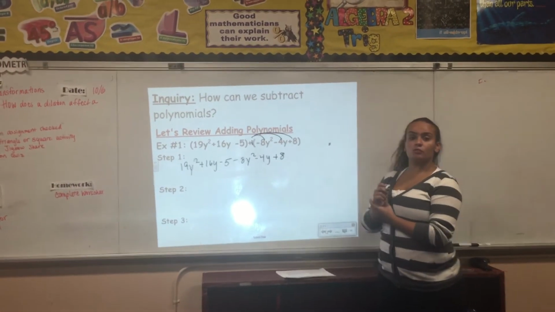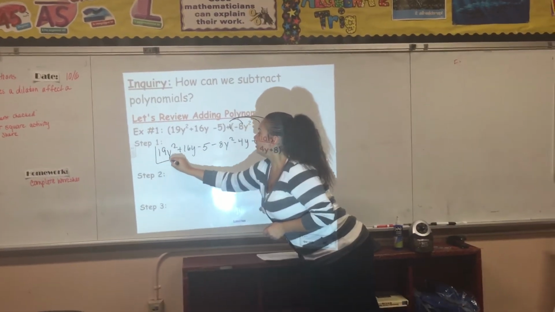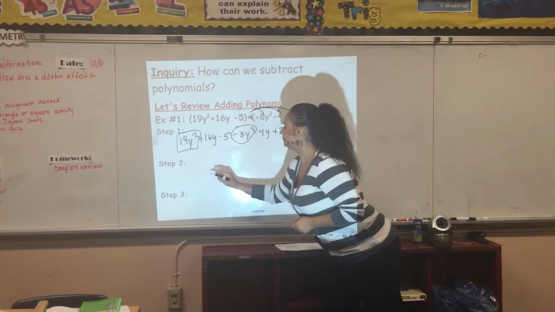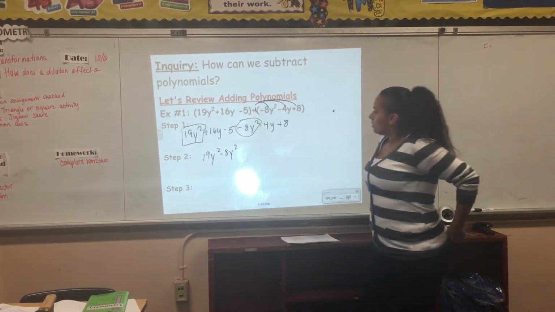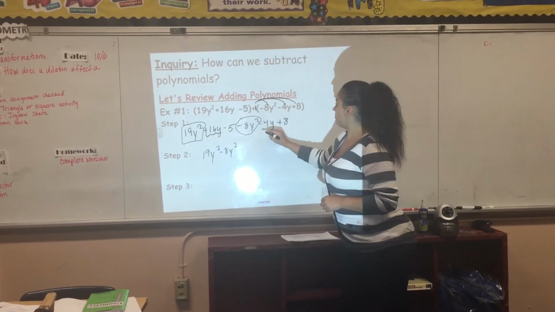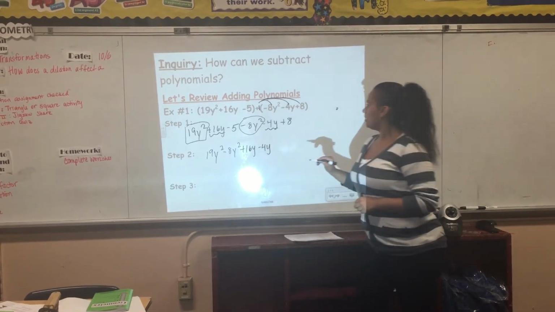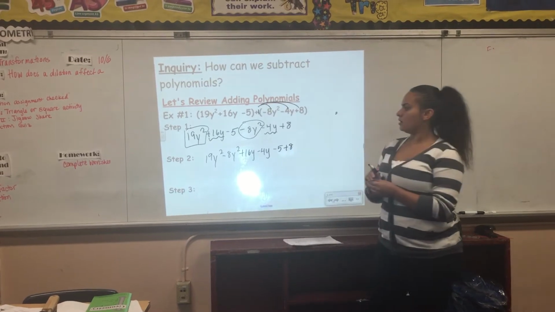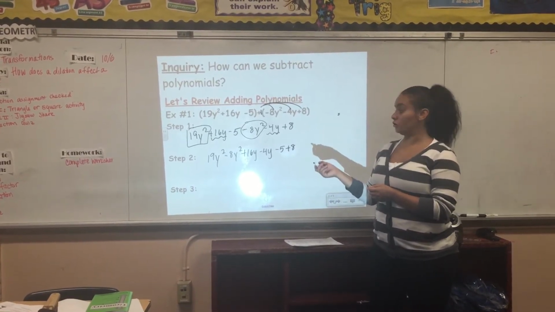The next step is to group like terms. So our like terms here are 19y squared and negative 8y squared. Our next like terms are, let me see, 16y minus 4y. And finally, negative 5 plus 8. Now that we have our like terms next to each other, all we have to do is combine the coefficients.